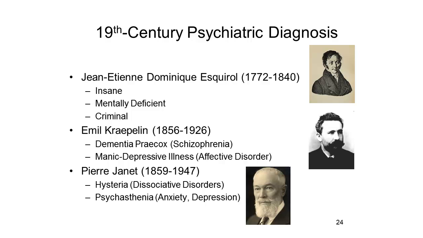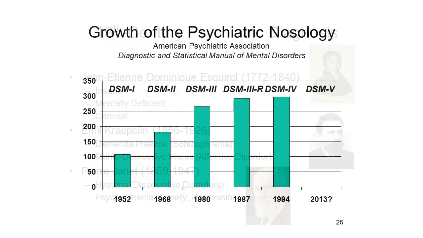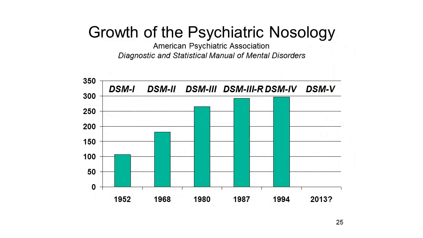anxiety and depression dominate. The categories of mental illness have grown considerably since the latter part of the 19th century. The first edition of the Diagnostic and Statistical Manual, published in 1952, contained only about 100 diagnostic categories. The most recent edition, published in 1994, contained almost 300 categories. The next edition, the fifth edition of the DSM, is scheduled for publication about 2013.